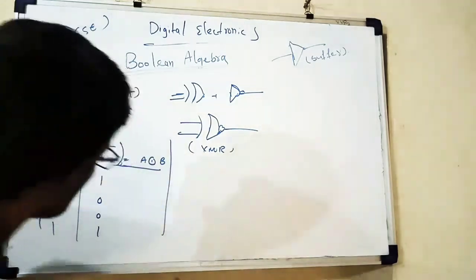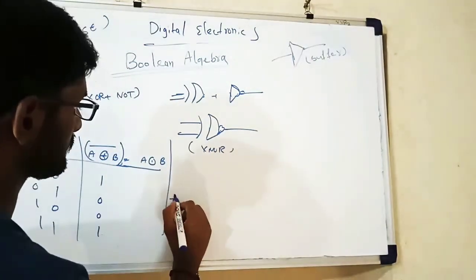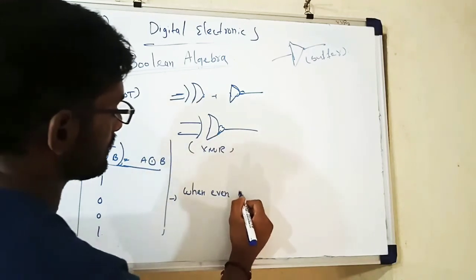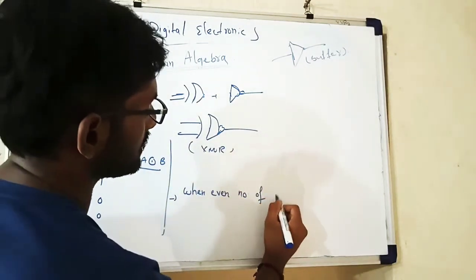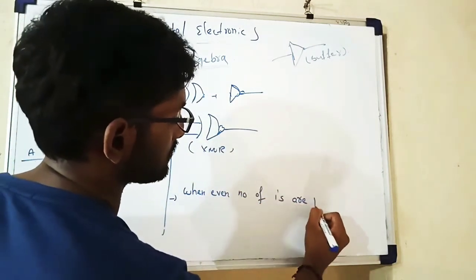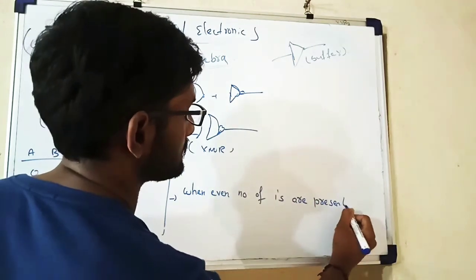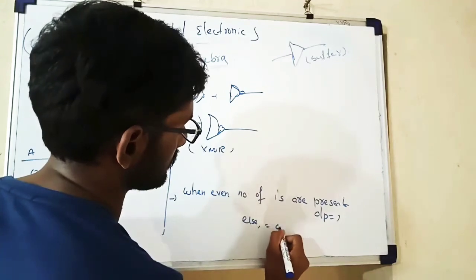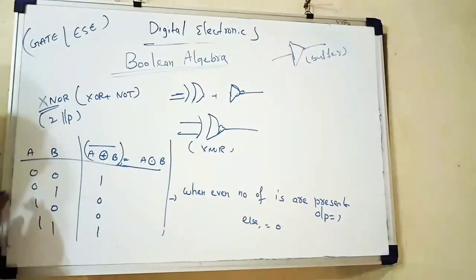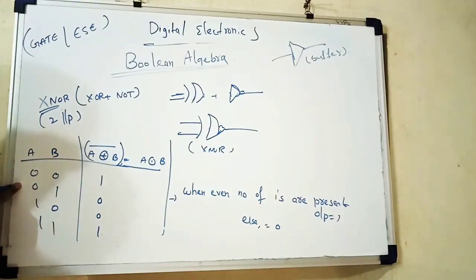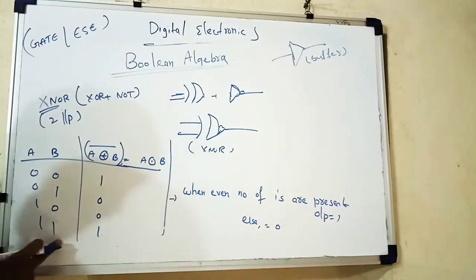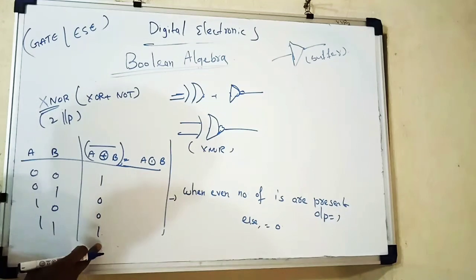In other words, we can say this as when an even number of ones are present, the output will be 1, else it will be 0. Here even number of ones is nothing but no zeros. 0 we can also consider as an even number. Here even number of ones are there, so here I am getting output as 1.